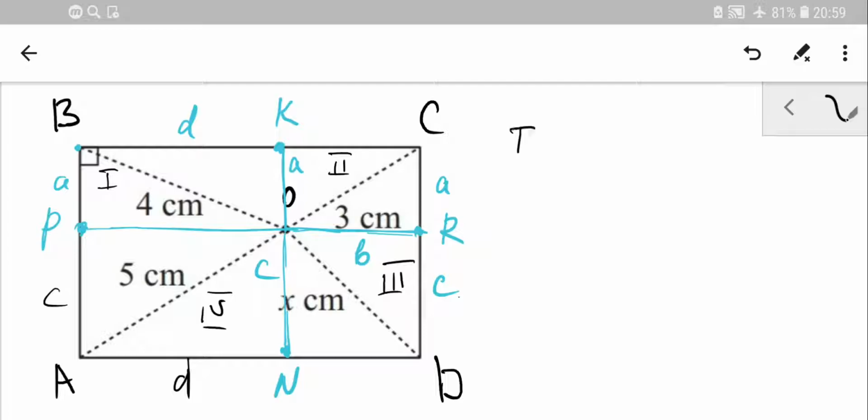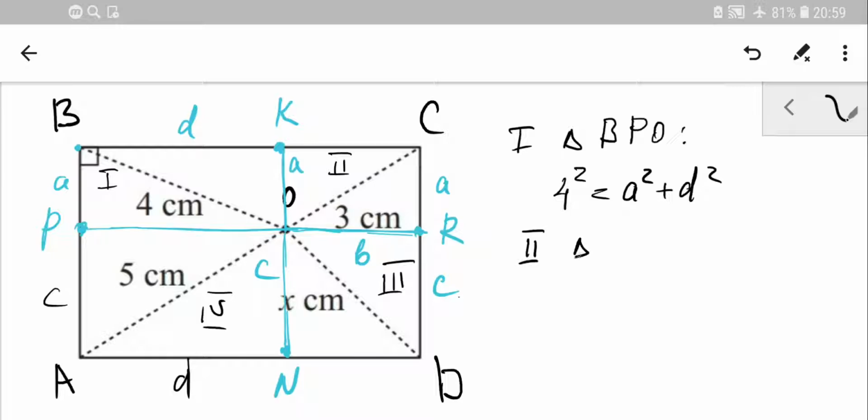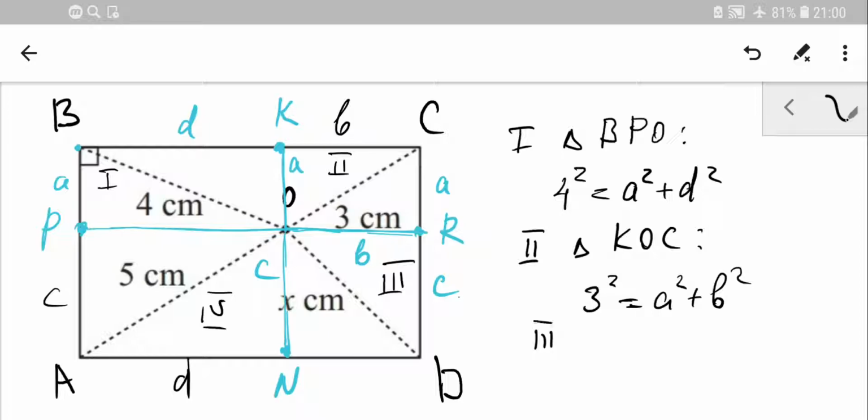So triangle 1, triangle BPO. So from here I can figure out that 4 squared equals A squared plus D squared, okay? So second triangle, triangle KOC, it's here. So I complete 3, this is height, right? 3 squared equals A squared plus B squared, okay? Because this also B.